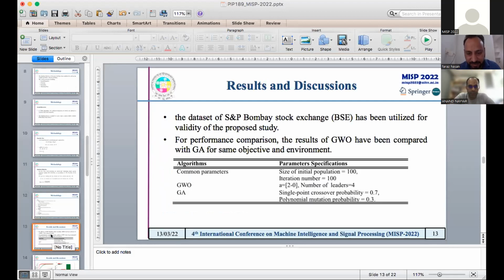Now, the results and discussions. The common parameters we use here for the initial population is 100 and the iteration number is 100. Now, we use GA to compare with our GWO algorithm. A is equal to 2 to 0. The number of leaders is 4, and the fifth ones are the followers. For GA, we use single point crossover probability 0.7 and polynomial mutation probability 0.3.